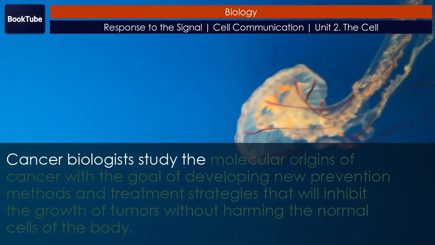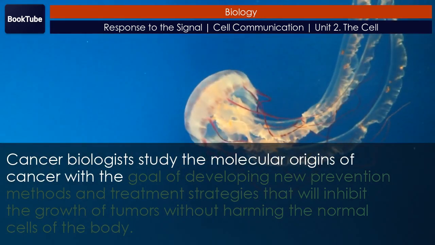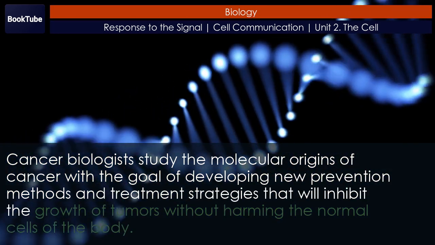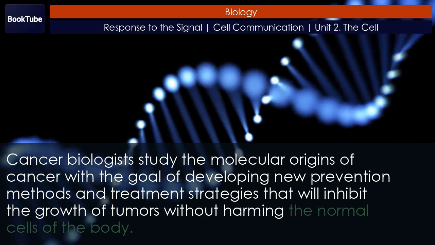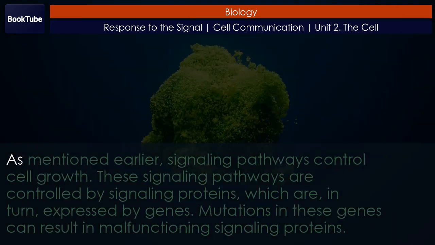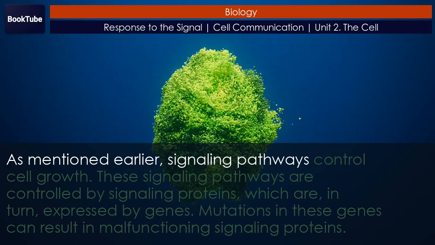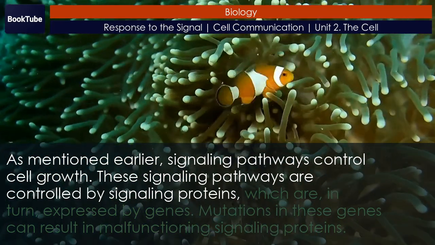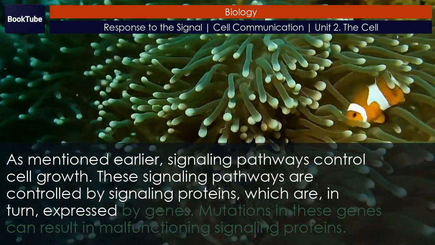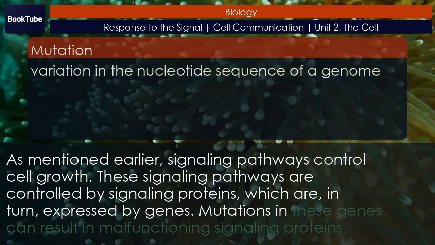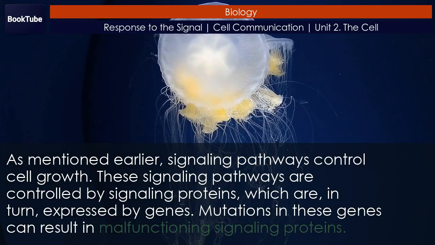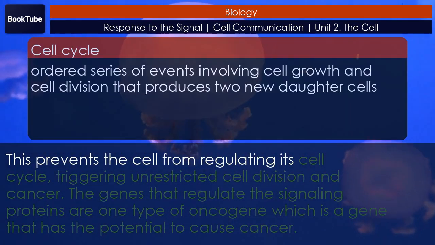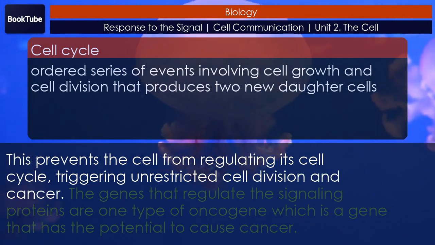Cancer biologists study the molecular origins of cancer with the goal of developing new prevention methods and treatment strategies that will inhibit the growth of tumors without harming the normal cells of the body. As mentioned earlier, signaling pathways control cell growth. These signaling pathways are controlled by signaling proteins, which are, in turn, expressed by genes. Mutations in these genes can result in malfunctioning signaling proteins. This prevents the cell from regulating its cell cycle, triggering unrestricted cell division and cancer.